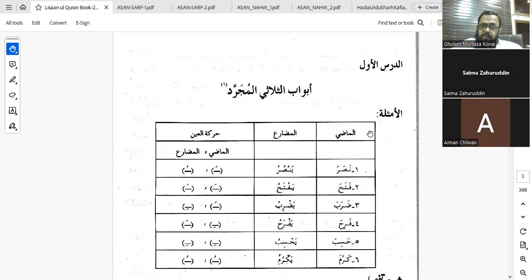Okay, Sister Saima, and what about the sigas that take Hamza and Noon before them? Right, so Hamza, there's one, and with the Noon, there's one. The sigas I'm referring to are wahid mutakallim and jama mutakallim.